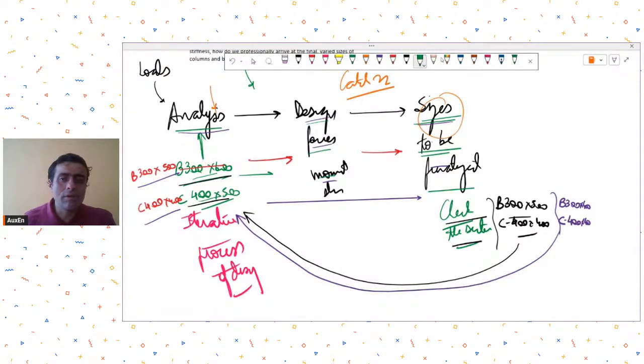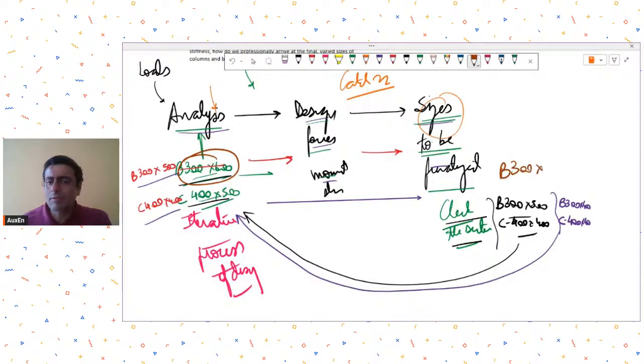One more point over here. Another thing may happen: let's say you started with 300 cross 600, you did the analysis, and after design, when you checked, you saw that the sizes are not sufficient, and I need to increase the sizes.